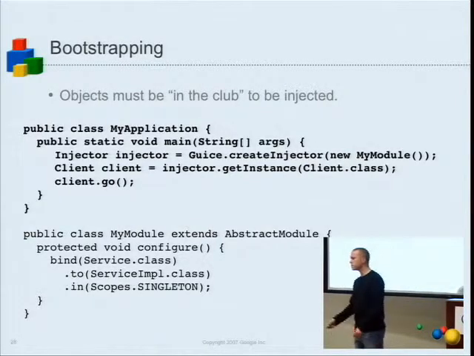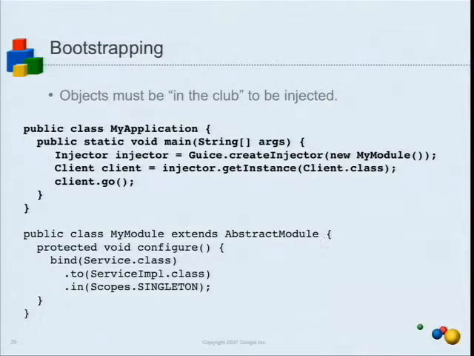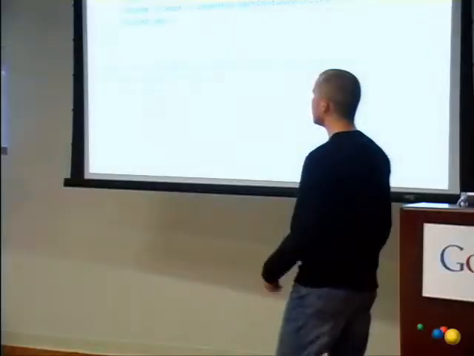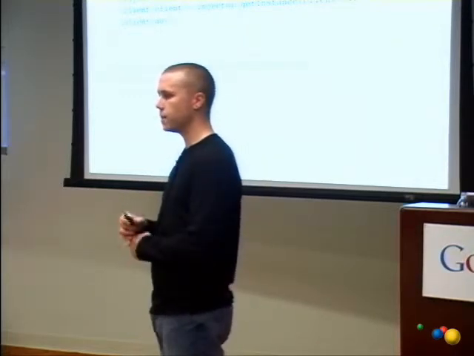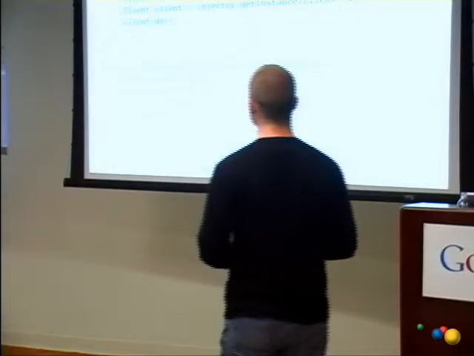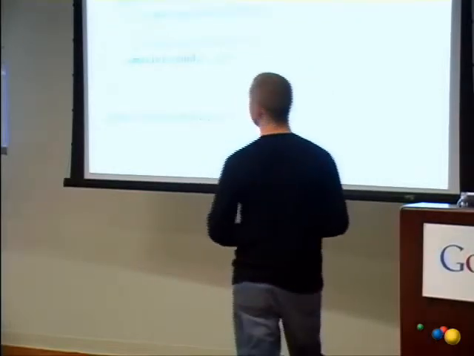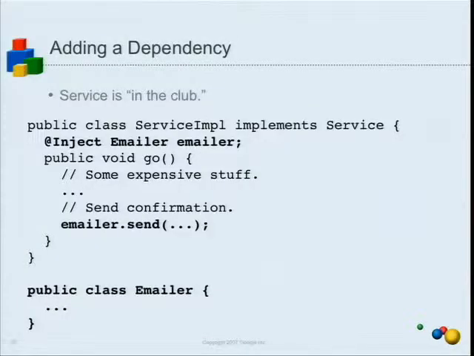Does it mean that the entire object tree is created at startup, no matter what? So he asked if this means that our entire object graph is created at startup, and the answer to that is no. Guice does provide ways to delay object creation, and I'll definitely get into that. So you can lazily create objects as you want to.